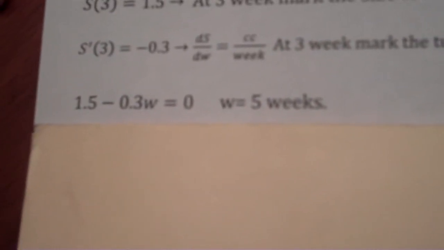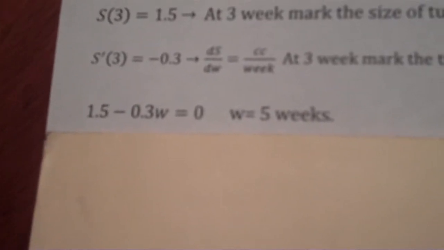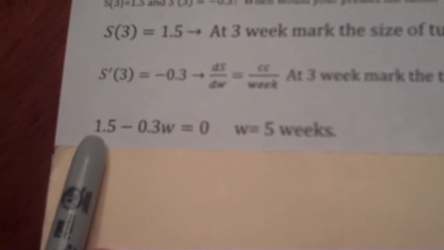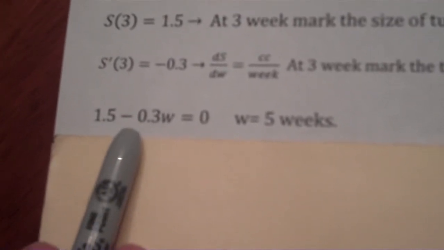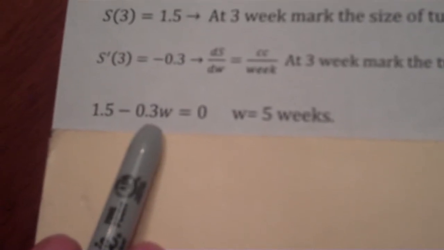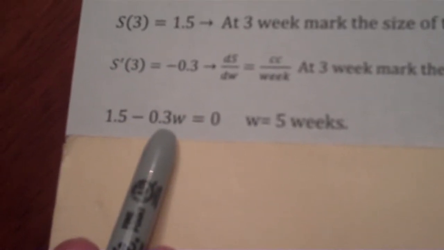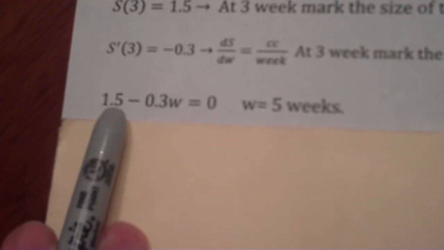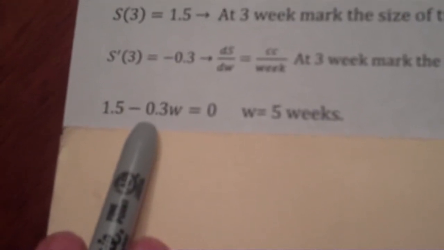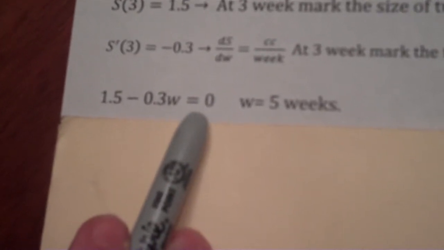Okay, let's take a look at the next piece. My question was, at what point would you predict that the tumor will be gone? Well, remember, it started at 1.5 cc's. And it was going down at 0.3 cc's per week, or in other words, 0.3 times the number of weeks. So if I take 1.5 and I subtract the 0.3 per week times the number of weeks, at what point will that be equal to 0?